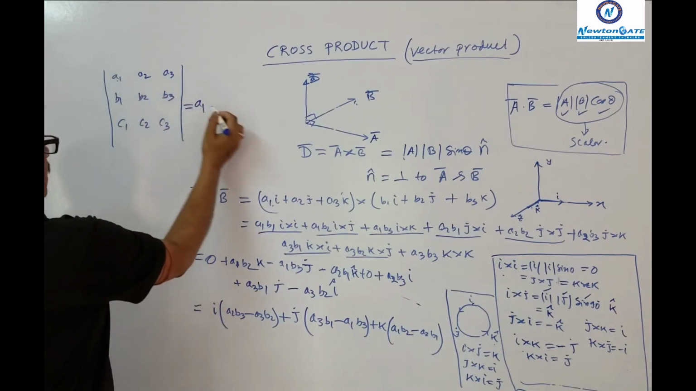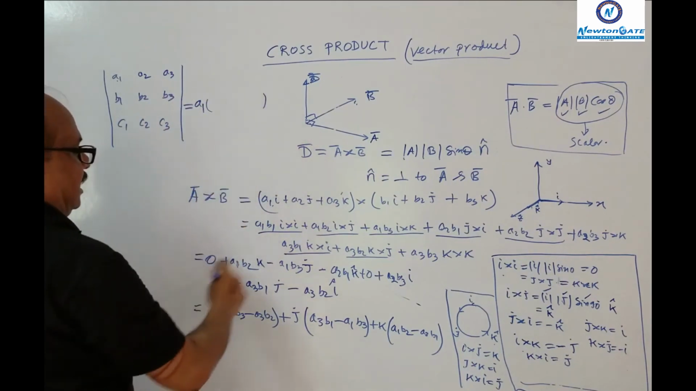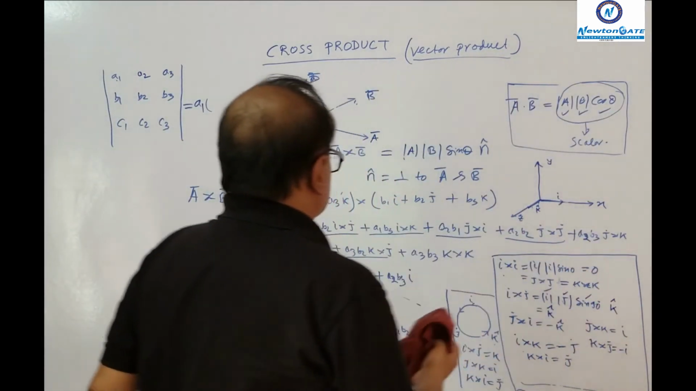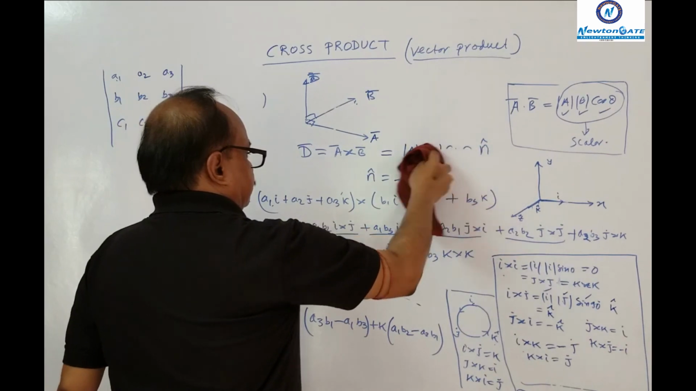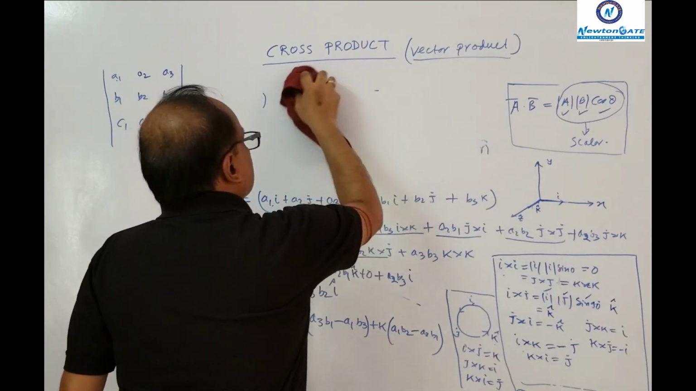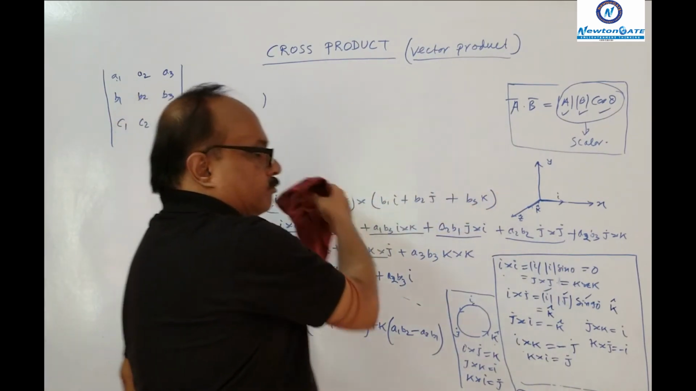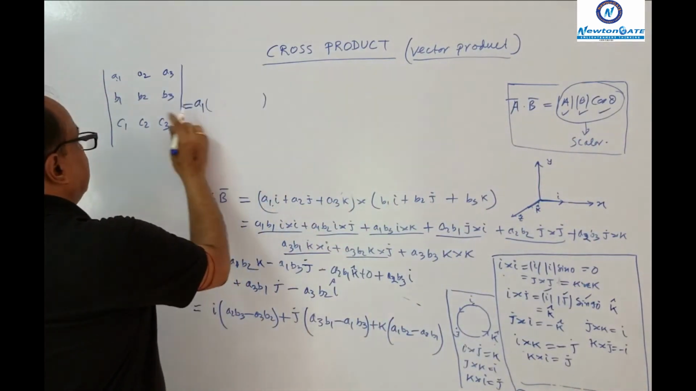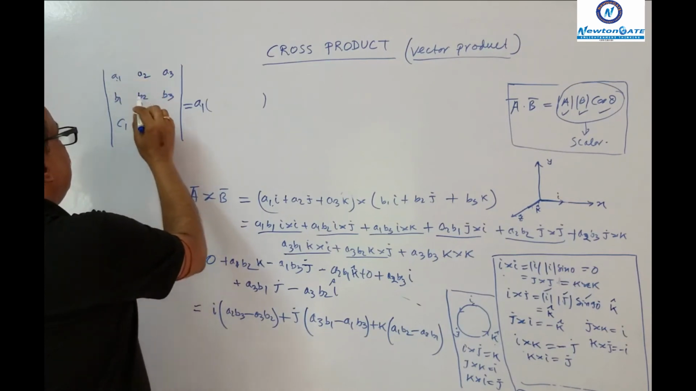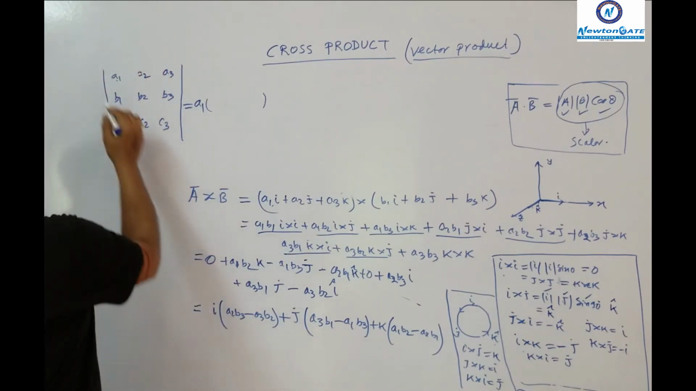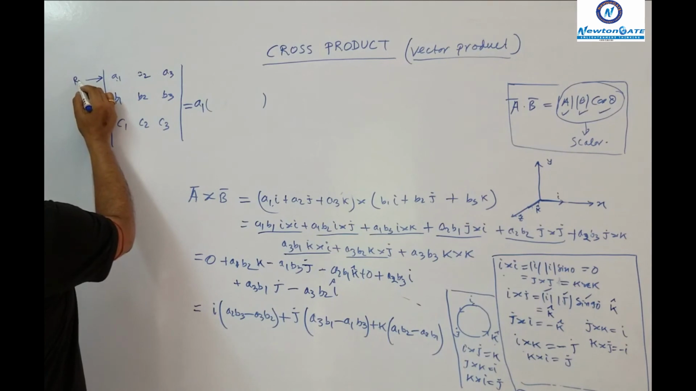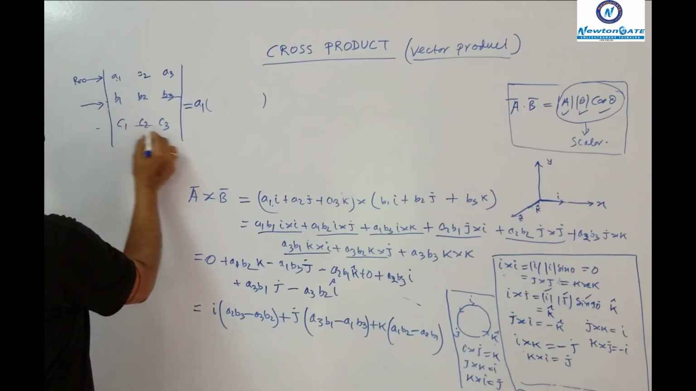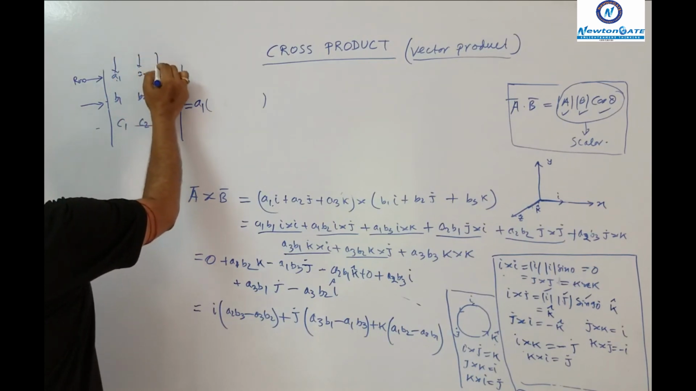And if you take the first one, give a bracket. Let me erase this thing. See, these are called the rows basically. Row 1, this is row 2. These are called columns in this thing.